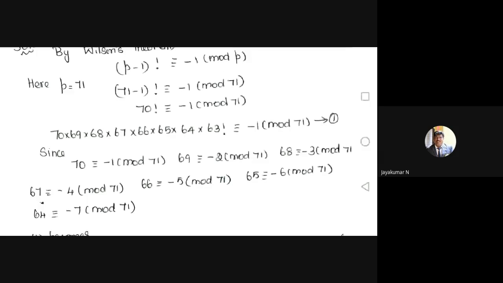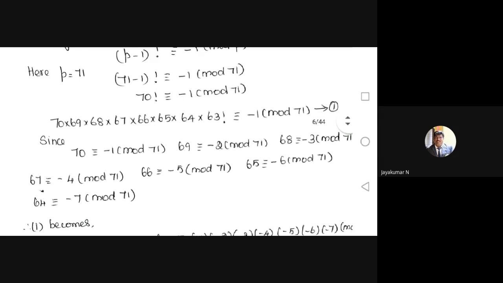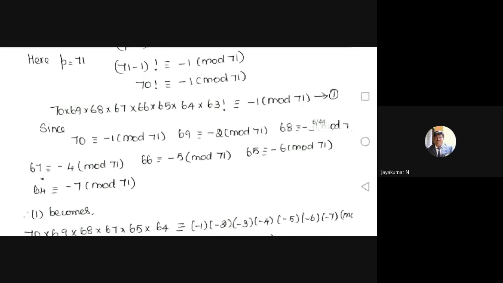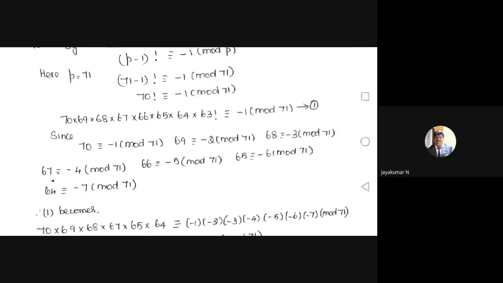Now, how to write the remainder for 64? When 64 is divided by 71, you get the remainder minus 7. This division algorithm is represented in the linear congruence form: 64 is congruent to minus 7 mod 71. Now these congruent values will be substituted in the left hand side of equation 1.